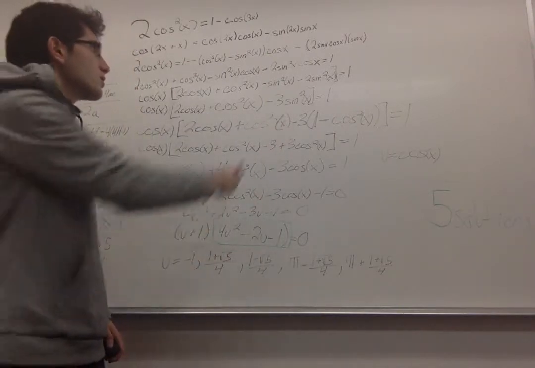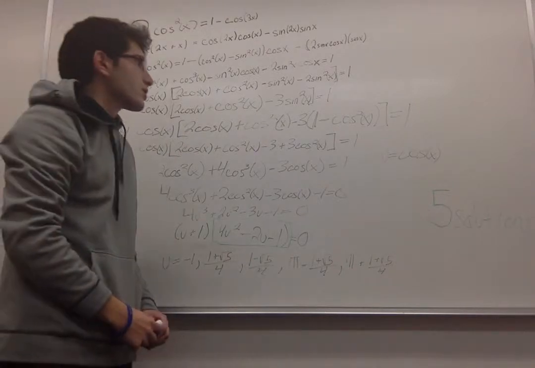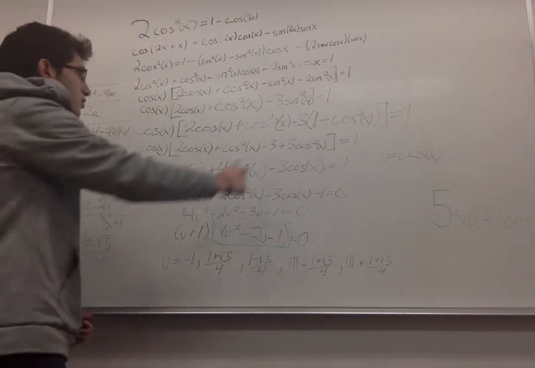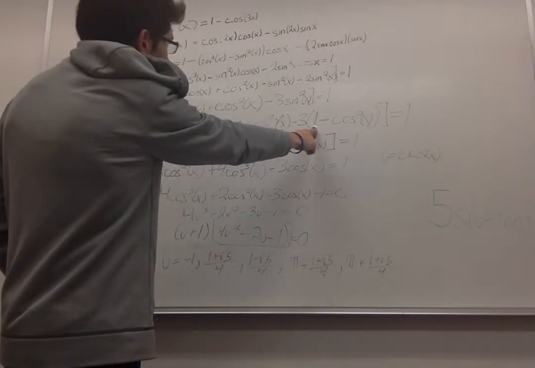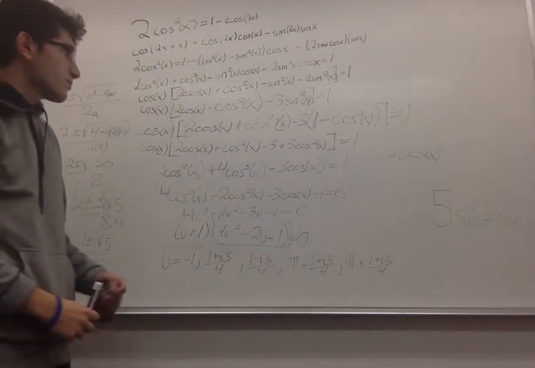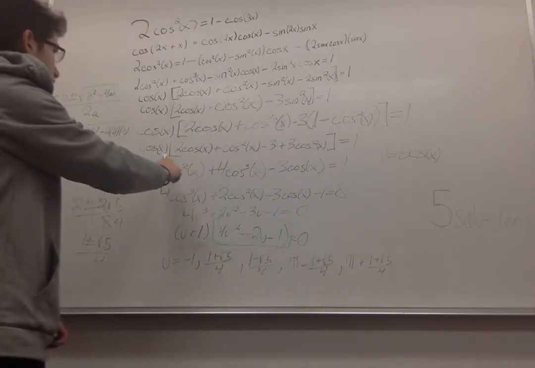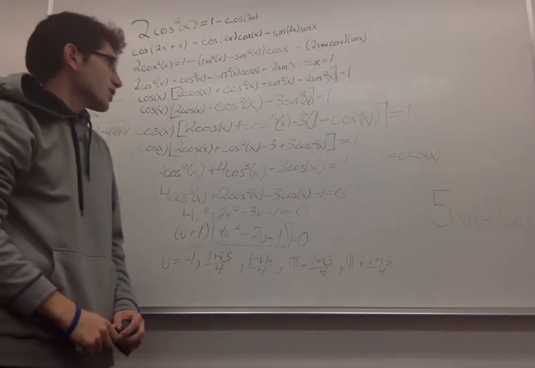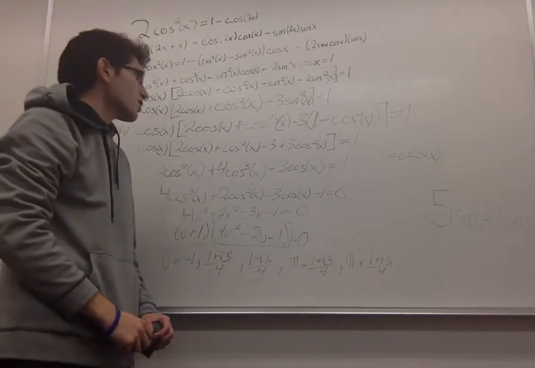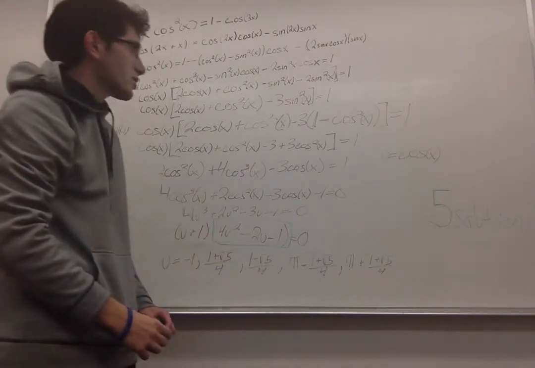So the trig identity for sin²x is 1 minus cos²x. So in this part right here, we're just going to put 1 minus cos²x for 3sin²x. And then when you simplify all that, you'll get cosx times the quantity 2cosx plus cos²x minus 3 plus 3cos²x equals 1.